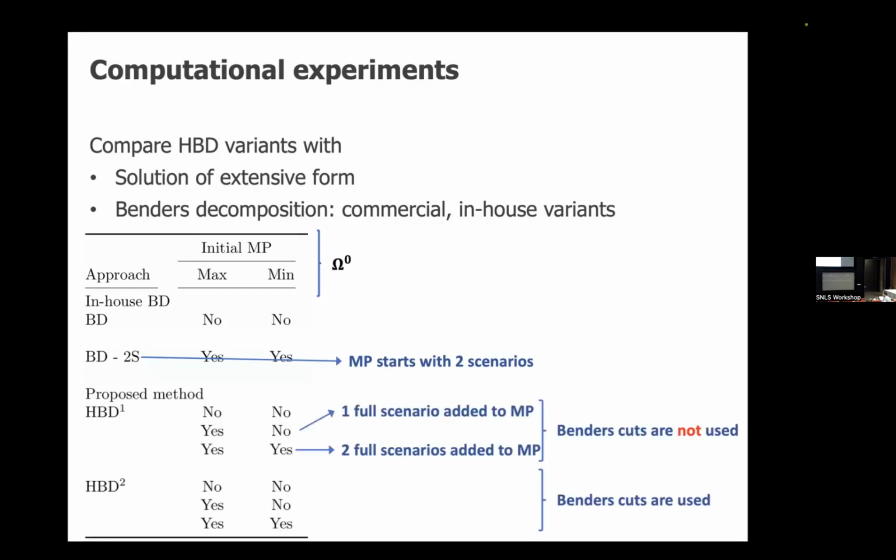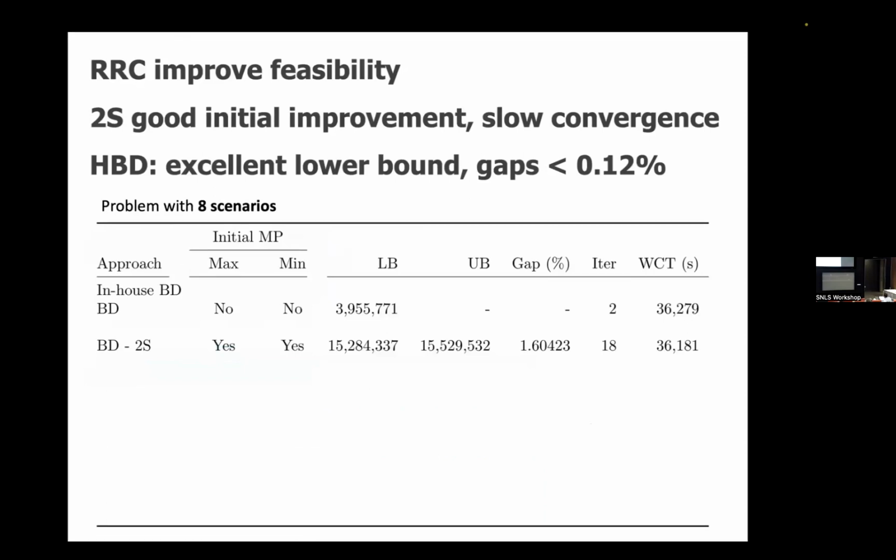And this is our proposed method with some variants, with cuts, without cuts, just some details. And here are the results. So with our Benders decomposition that we implemented, like the solvers, for 8 scenarios, after 10 hours, we can do 2 iterations, and we cannot find any solution for the problem. The upper bound means a solution for the problem. If we add 2 scenarios to the master, after 18 iterations, we have a gap of 1.6, and this is the lower and the upper bound on the objective function, right?